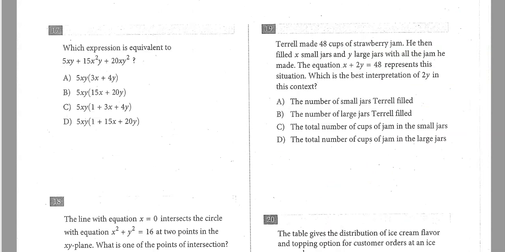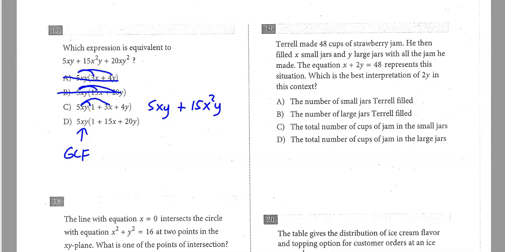So 17, we have an expression, and we have to figure out which one is equivalent. It looks like they factored out a GCF, so this is kind of like reverse distributive property. We could just distribute and see which one gives the first one. Right away, that's going to give me a 15. This one is only going to give me 2 terms, and this one also only gives 2 terms, so they're out. This one would be 5xy plus 15x squared y, looking good so far. And then this would be 20xy squared, which is what we need. So the correct answer here is going to be C.